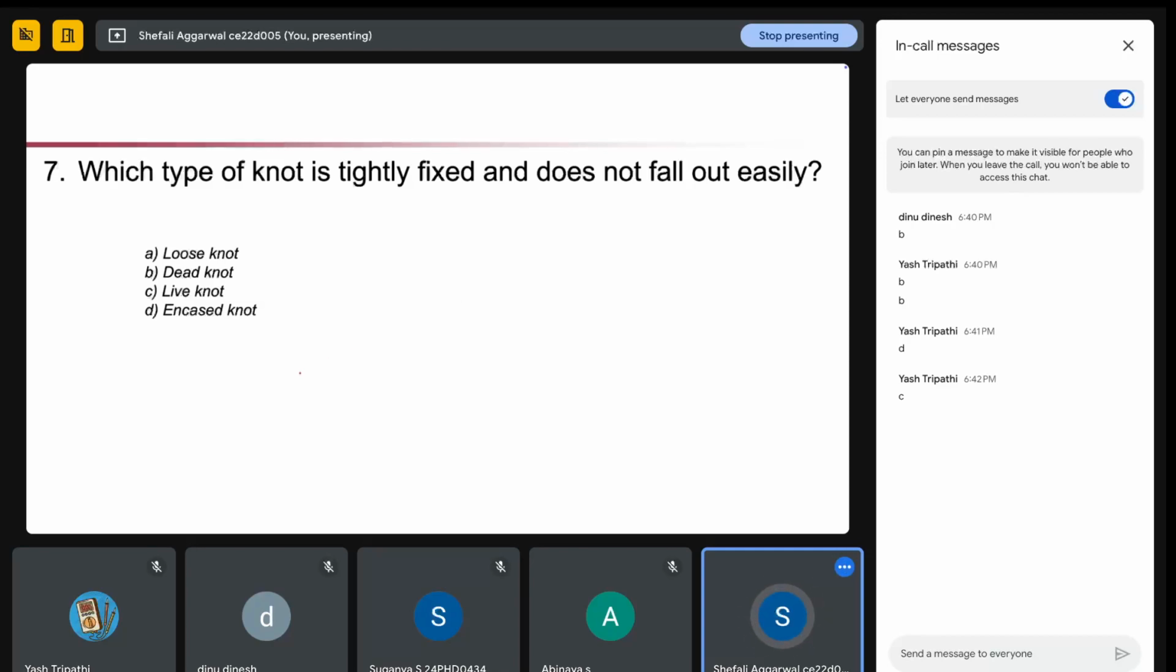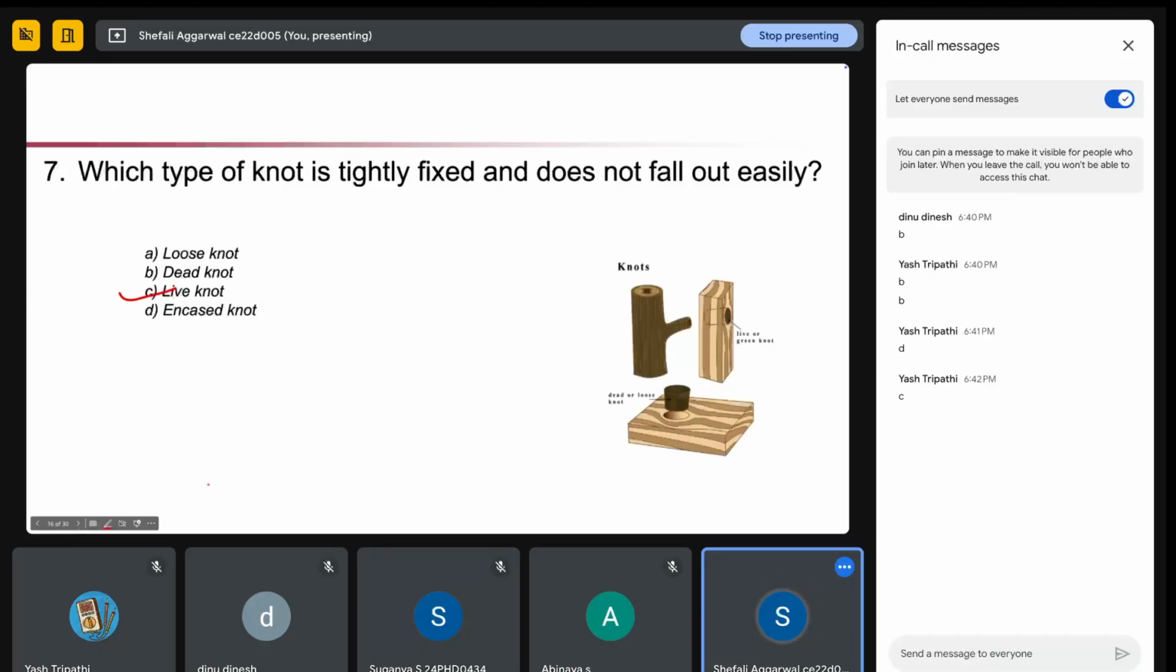We talked about two types of knots. So which one is tightly fixed? So it is a live knot. So two types of knot we talked about: dead knot and live knot. The one which doesn't fall off easily is called a live knot, and the one which is very loose, which has hardened over time, is called a dead knot. Okay, forgot to change, answer is C, live knot.